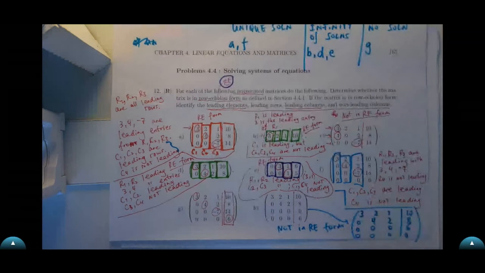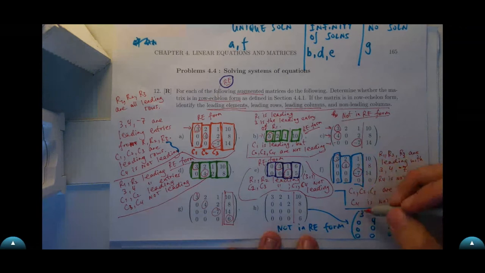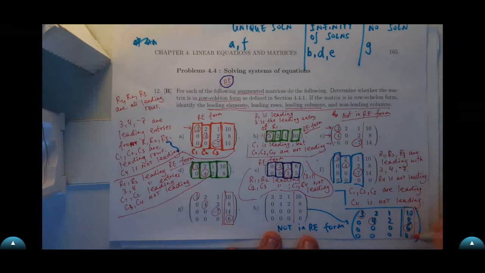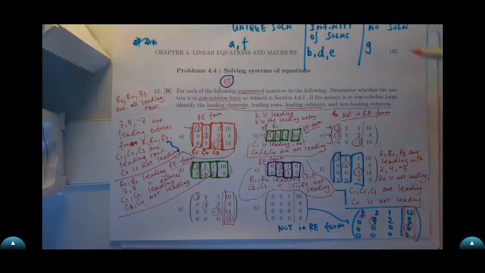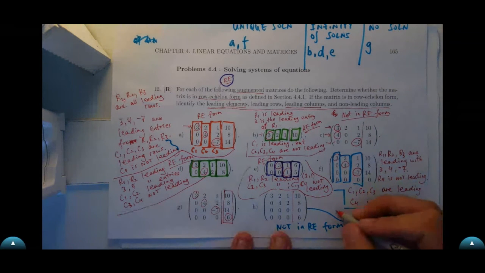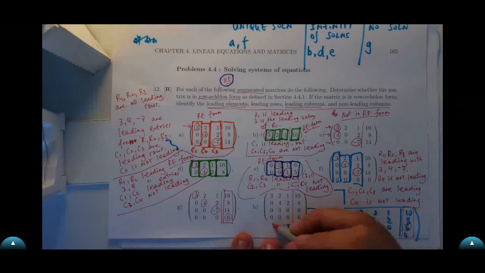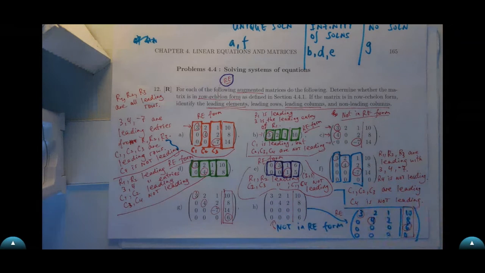And now this is in row echelon form. If I go to each row and circle the first non-zero term, you'll see that the right-hand column is leading, which means no solution for H after we've put it in row echelon form. So this one is not in row echelon form, but we can put it into row echelon form and then make a judgment.